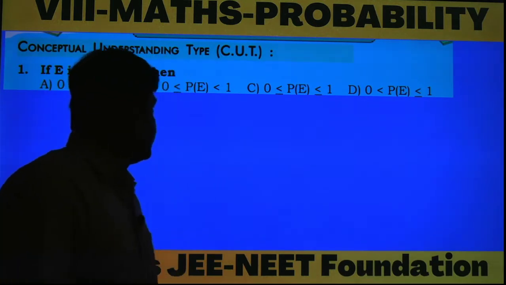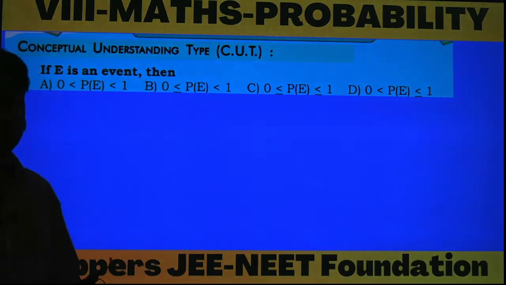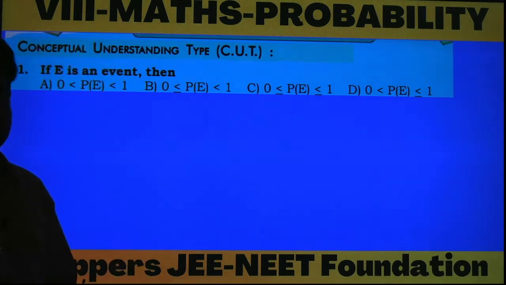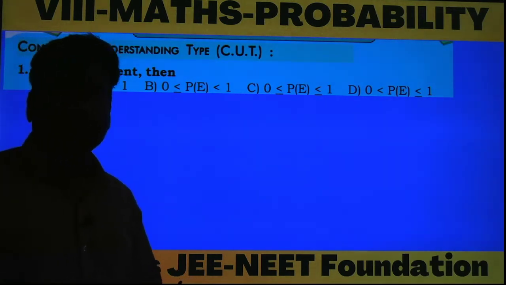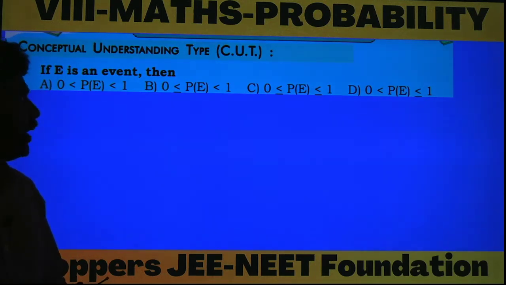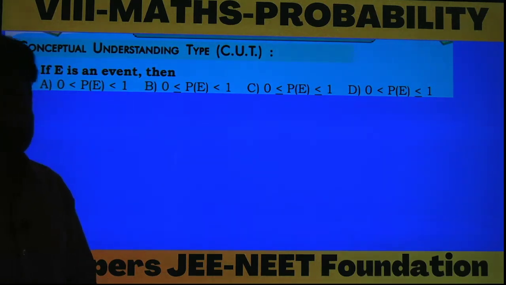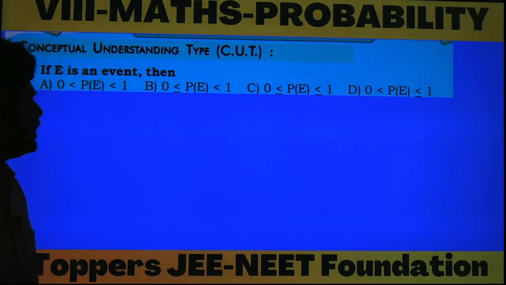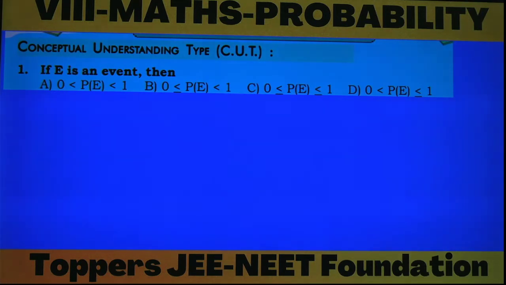Here E is any event, then P of E can be read as the probability of the event. If you take any event, the probability of the event must vary from 0 to 1, meaning the minimum value of probability of any event is 0 and the maximum value of probability of any event is 1. So, option C is the correct answer. Next question.